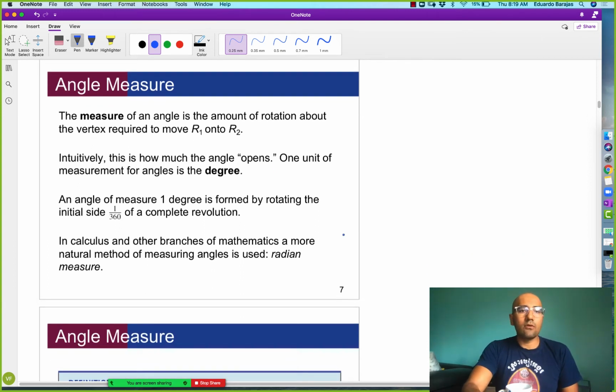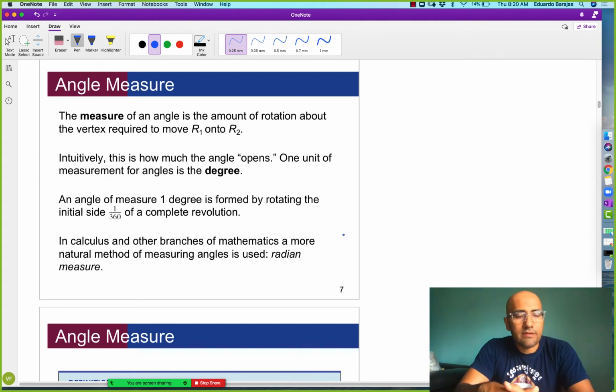Okay, the measure of an angle is the amount of rotation about the vertex required to move R1 onto R2. So intuitively, this is how an angle opens. One unit of measurement of angles is degrees. So that's one way that we can describe how wide the angle is. And almost arbitrarily, mysteriously, with no explanation given, we've chosen one full rotation to be 360 degrees.